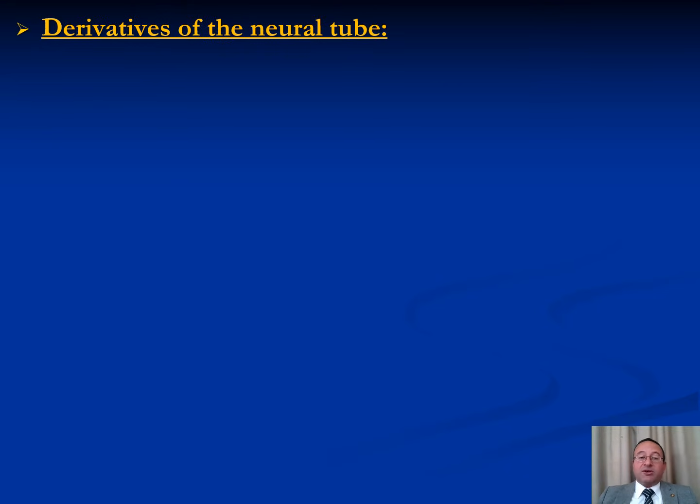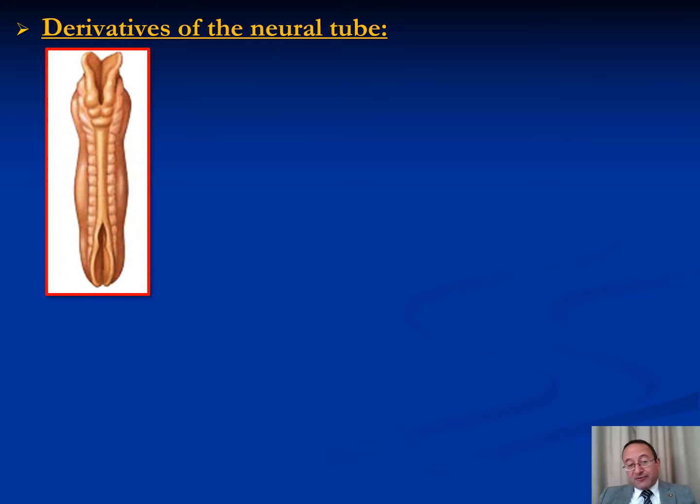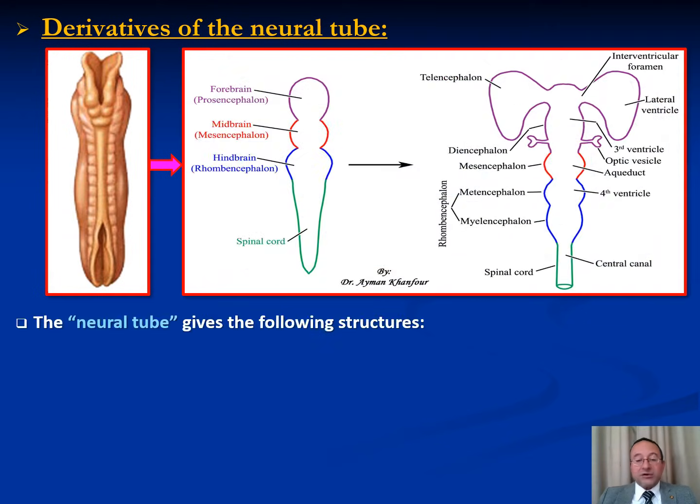What are the derivatives of the neural tube? Actually, we have to know 3 types of derivatives all over. Derivatives of the neural tube, derivatives of the neural canal, and the derivatives of the neural crest cells. Now we will start with derivatives of the neural tube. At first, the neural tube was straight structure like this. Later on, some changes occur in the neural tube. What are those?